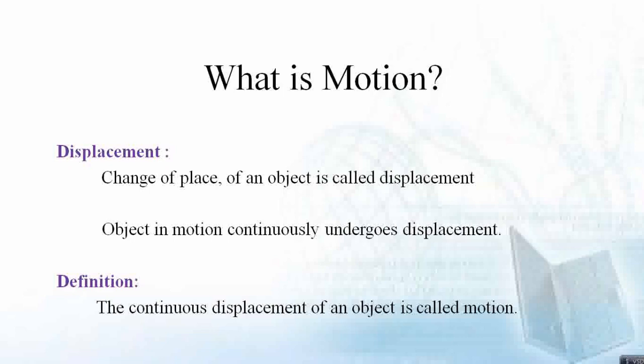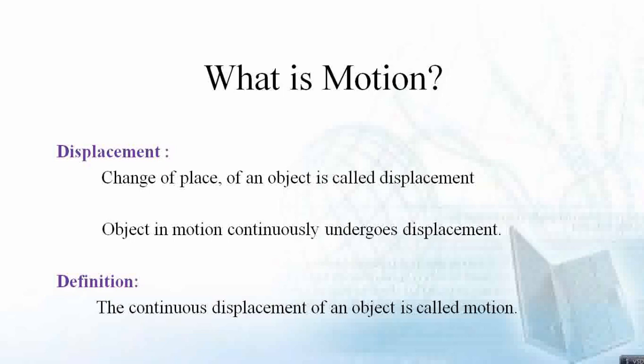Let's start with trying to know what exactly is motion. To understand motion, we have to understand displacement. So consider any object, take a pen, pick it up and keep it at some other place. Now what exactly have we done here? We just changed the place of the pen. This change of place is called displacement.